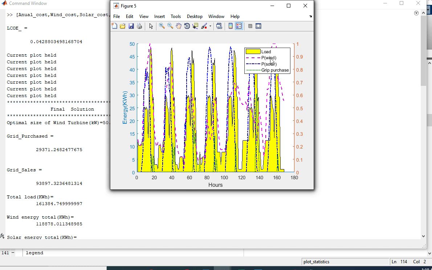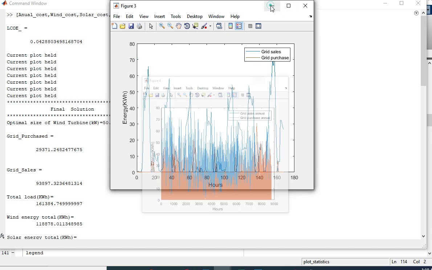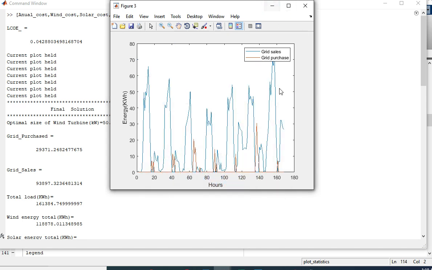So it's load demand, wind, solar generation, grid purchases, how it's plotted. And figure 4 is grid sales versus grid purchases. Grid sales are more and grid purchases are less, plotted for the whole year. And similarly figure 3 is grid sales and purchases. It's a weekly graph, just to make it more visible.